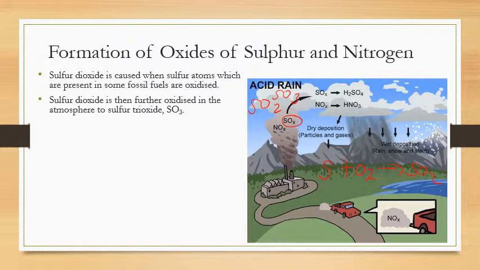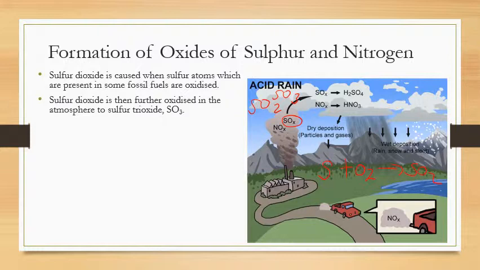So sulfur dioxide plus water gives sulfuric acid. Okay, just got to balance the equation. There we go, 2H2SO4, plus a little bit of oxygen.